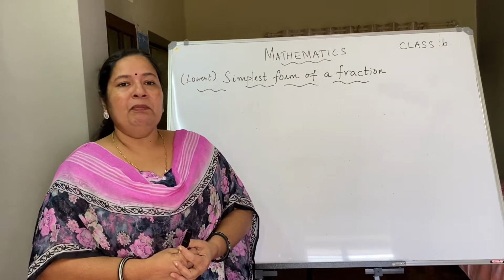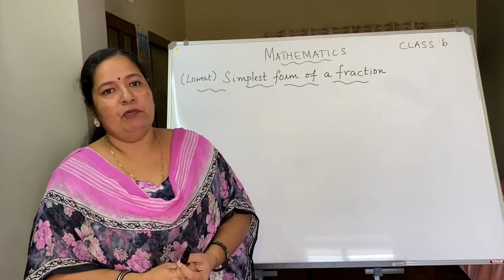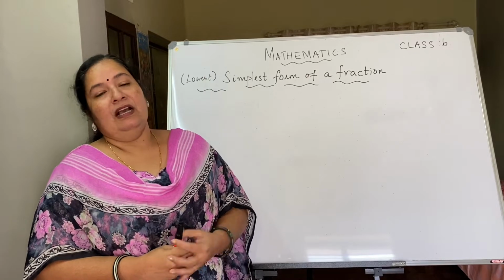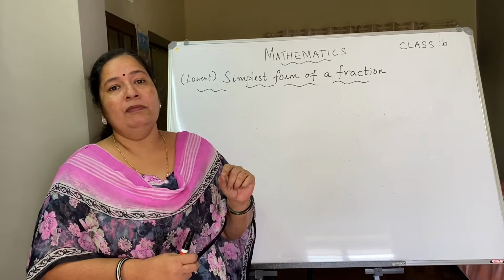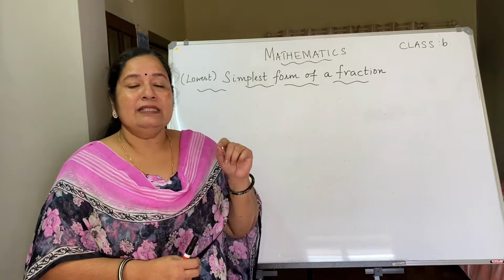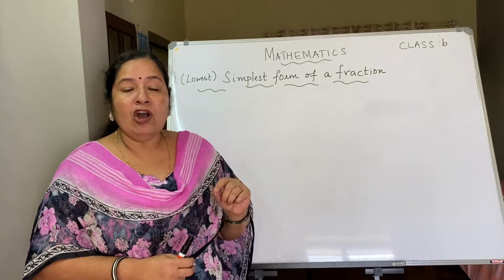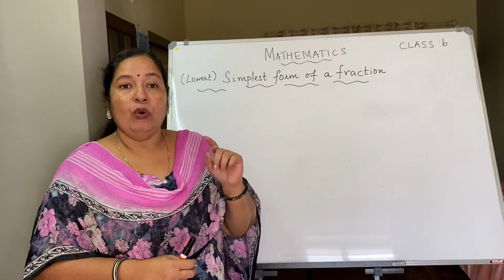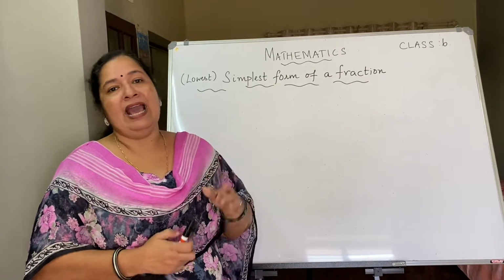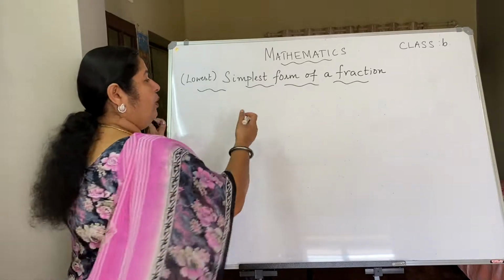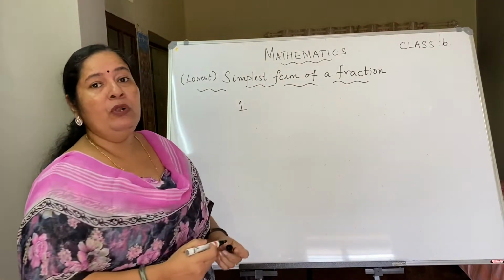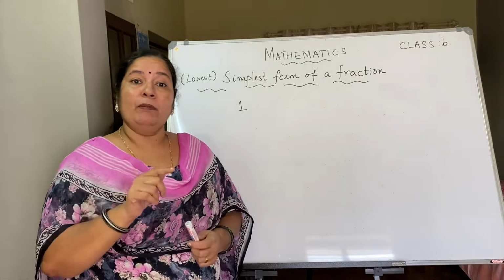Now what is the meaning of simplest form of a fraction? A fraction is said to be in the simplest form if its numerator and denominator have only 1 as their common factor. Only 1 as its common factor.